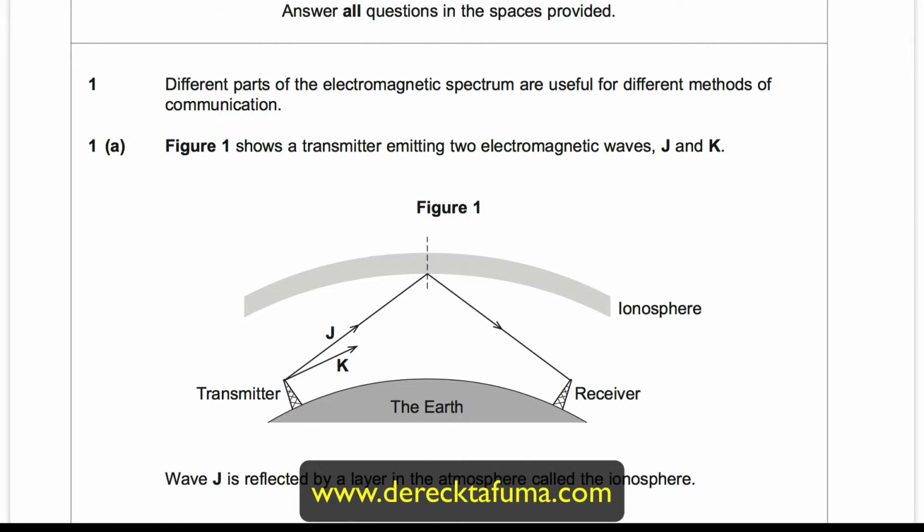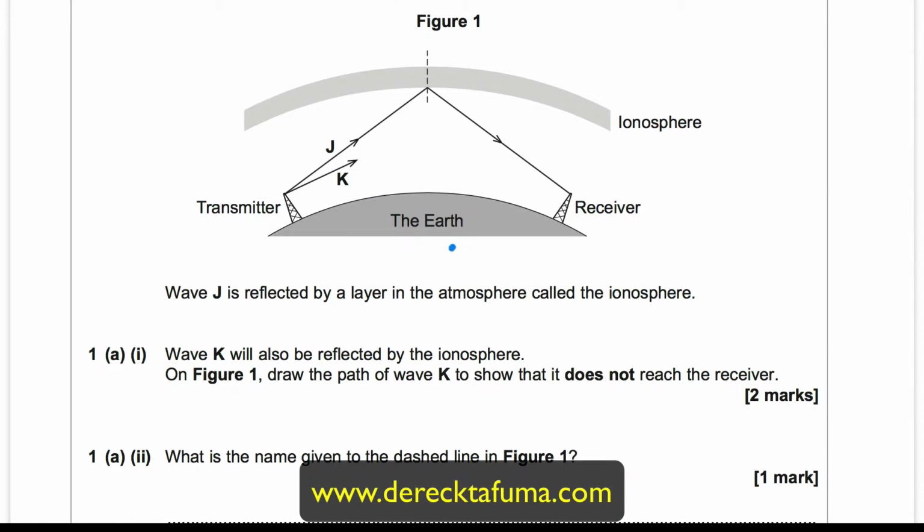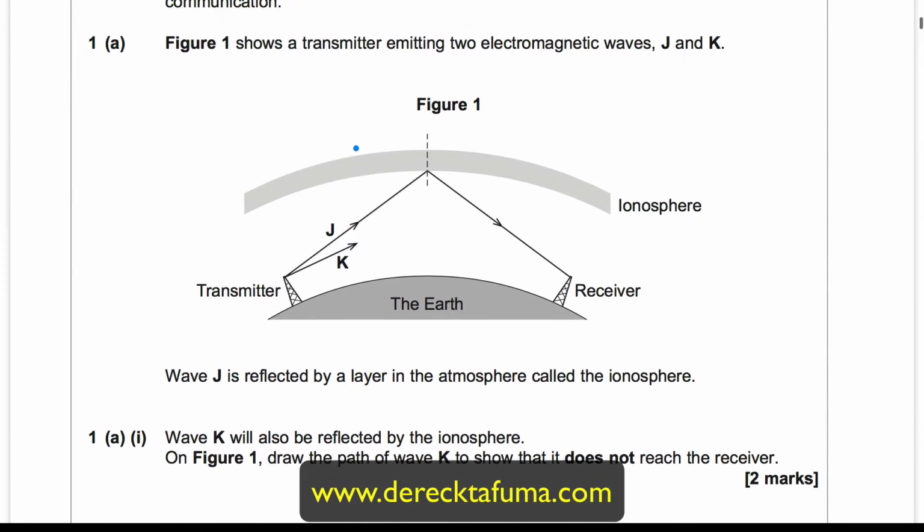So it's showing the ionosphere, and the ionosphere is a part of the atmosphere which reflects electromagnetic waves, so that people on one side of the earth can transmit signals which can be received on the other side of the earth. Okay, so wave J is reflected by a layer in the atmosphere called the ionosphere. So there is J.